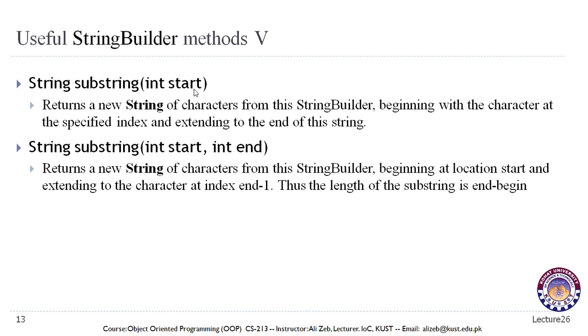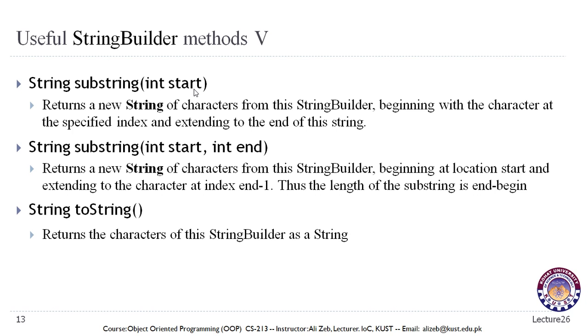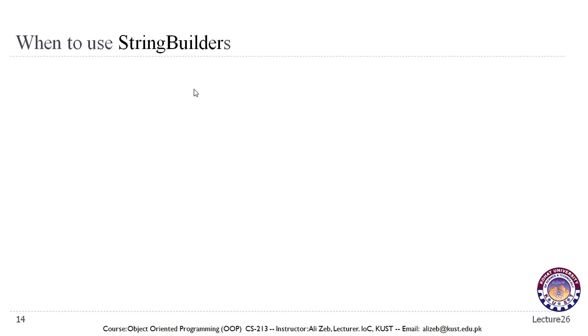We can also pass two arguments to the substring method. It returns a new string of characters from this string builder, beginning at location start and extending to the character at index end minus 1. Thus the length of the substring is end minus begin. If you remember, it works the same as the substring method for the String class. You can also use toString, which returns the characters of the string builder as a string, as we understand.